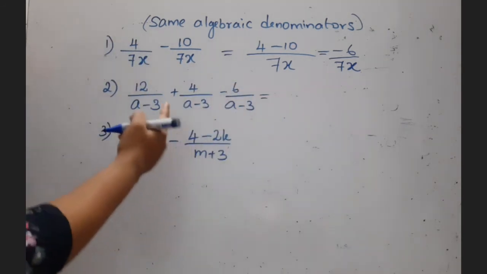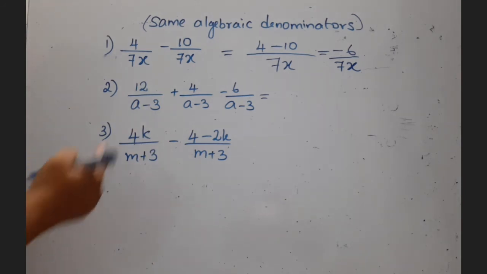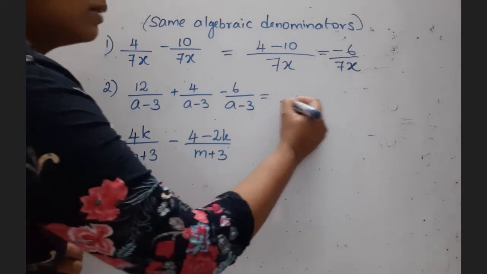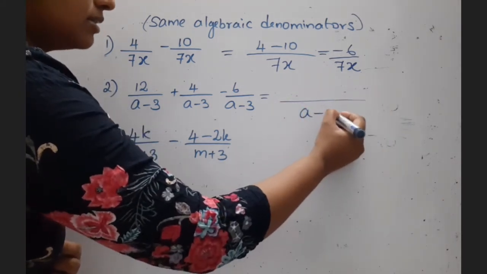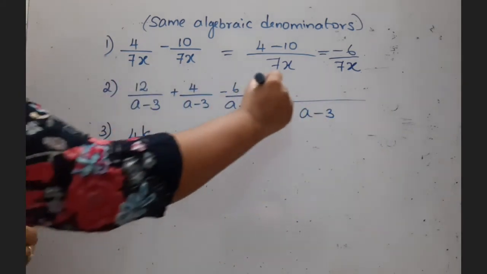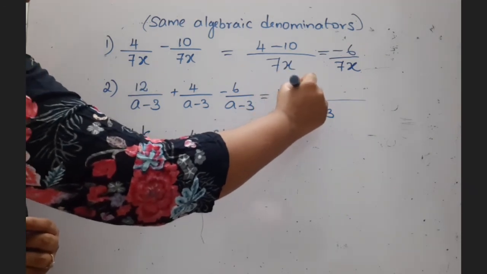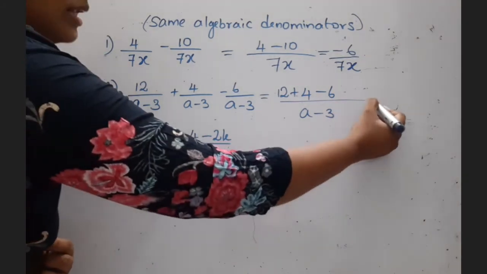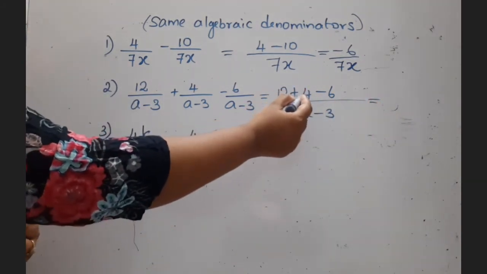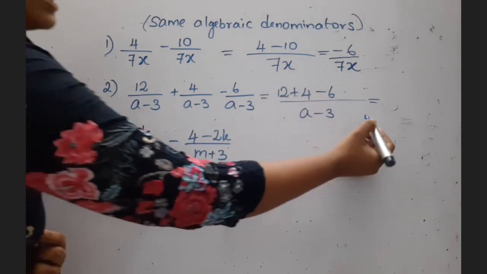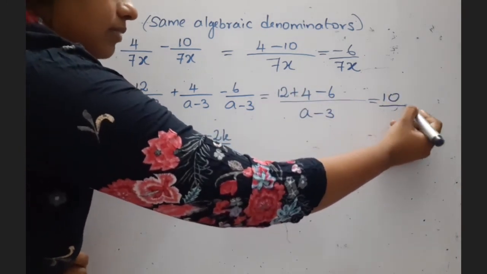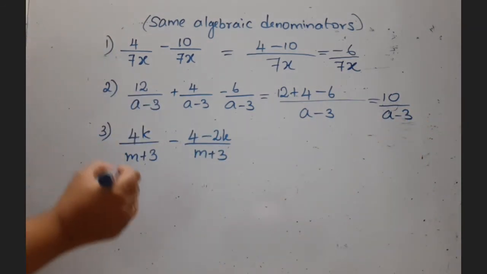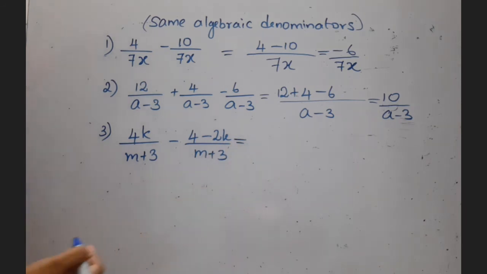Now look at this combination of addition and subtraction, but all the denominators are same. So the denominator is going to be a minus 3, where here it's 12 plus 4 minus 6. Do you understand? So let's simplify this. 12 plus 4 is 16. 16 minus 6 is 10 by a minus 3. Do you understand?